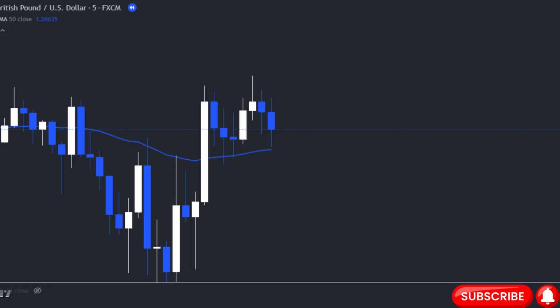Technique number 2, and it's my favorite. With this, we have to first wait for the price to test the EMA after the break, then we place a trade at a retest with 1 to 2 risk to reward ratio. Now let's see some quick examples.